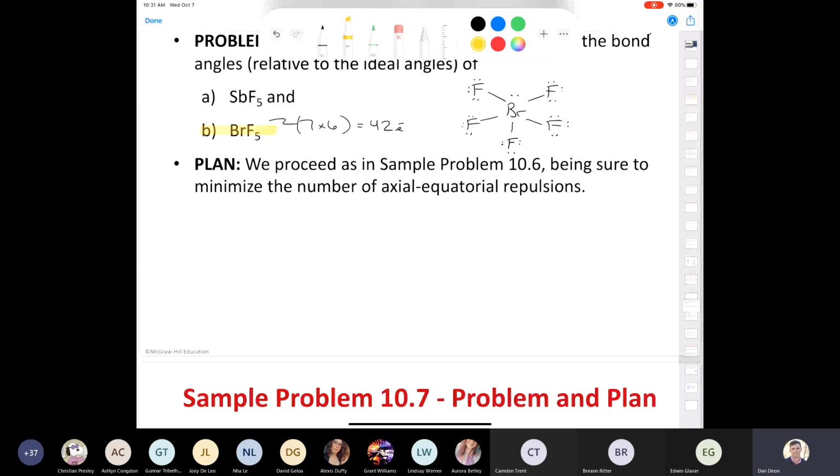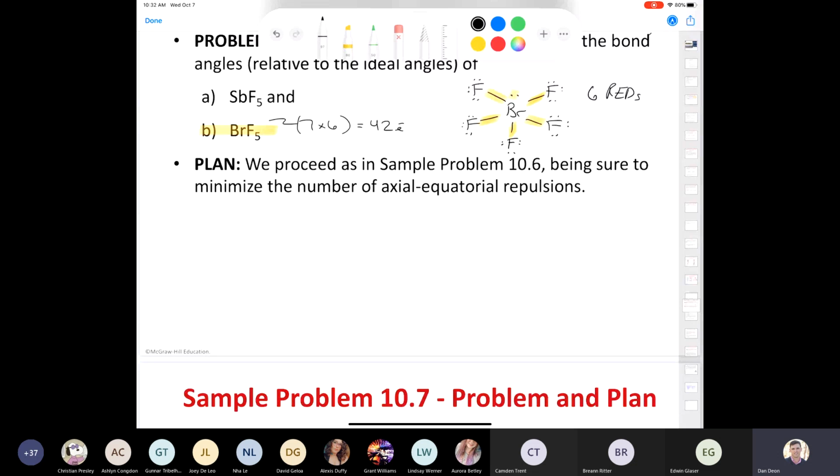Okay, now how many regions of electron density are around the bromine? Let's count. 1, 2, 3, 4, 5, 6. If I have 6 regions of electron density, that means that all of those electron groups, whether they're bonds or the lone pair, are going to spread out as far as possible to give me an octahedral electron geometry.